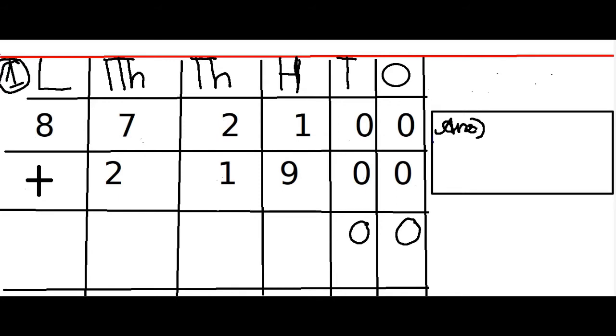9 plus 1 is 10. So 0 over here, and we are going to carry the 1 over here. And you have to add 9 plus 1, 10. So the 1 is here. Now 2 plus 1, 3. And 3 plus 1 is 4.